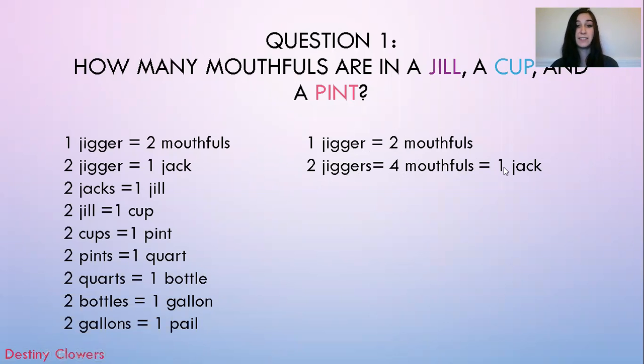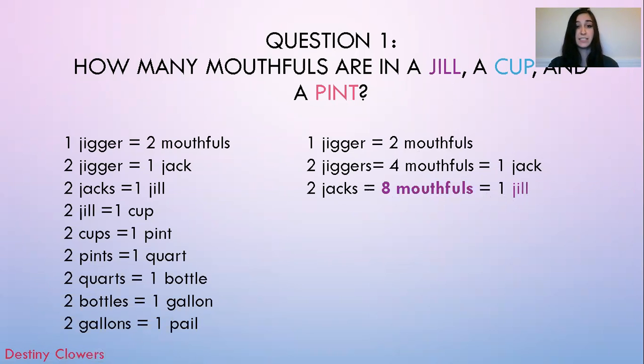And we're going to repeat the same process. In order to figure out how many mouthfuls are in 2 jacks, we're going to double this number again. So 4 times 2 equals 8. So that means that 8 mouthfuls are in 2 jacks, and this is equivalent to 1 gill. So we just found our first answer. 8 mouthfuls are in 1 gill.